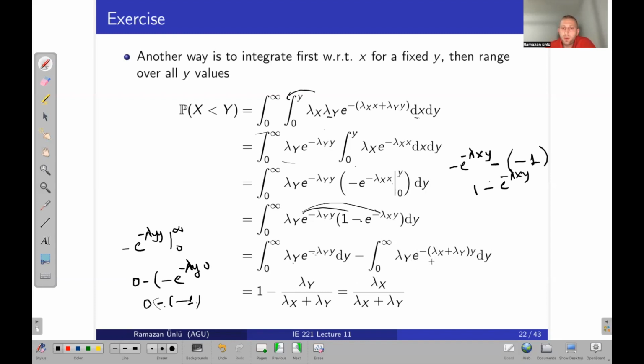And we know that one. So the integration of the other one is minus lambda y divided by lambda x plus lambda y, times e to the minus lambda x plus lambda y, times y. That should be evaluated for infinite and 0. So if I evaluate for infinite, that will be 0, minus, minus lambda y divided by lambda x plus lambda y. So the result will be lambda y divided by lambda x plus lambda y.